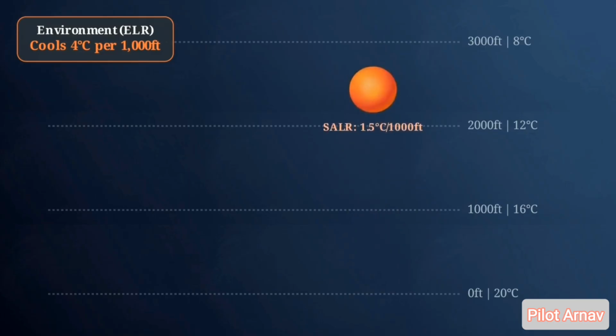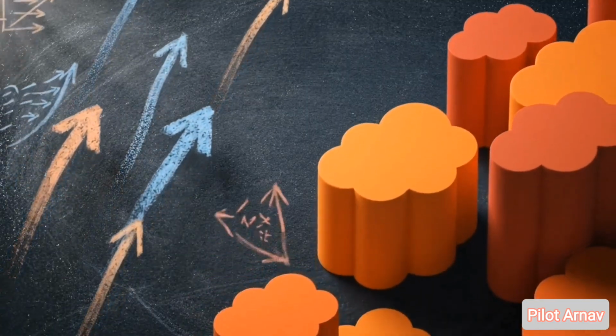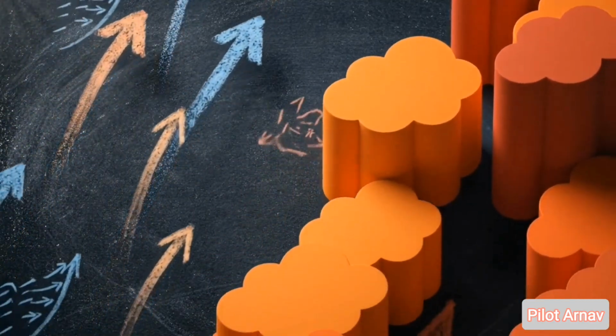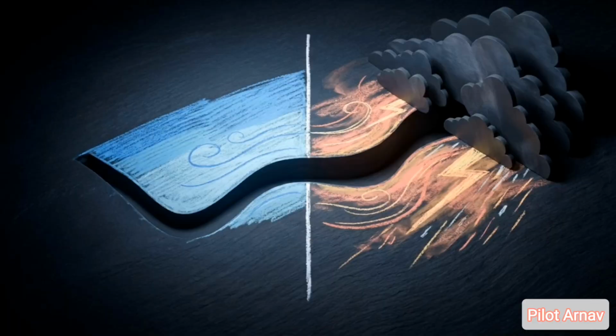it to rise. A saturated parcel in this same environment cools at only 1.5 degrees. It retains its heat significantly better than the 4-degree environment. In this scenario, both dry and saturated air masses remain warmer than the surrounding atmosphere, creating continuous upward drafts. This gives us our second law. When the ELR is greater than both the DALR and the SALR, an air parcel will perpetually rise, creating absolute instability. The most complex atmospheric conditions occur when the environmental lapse rate falls between the two adiabatic rates.